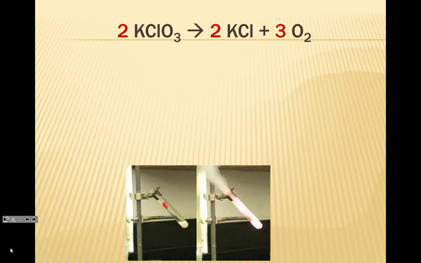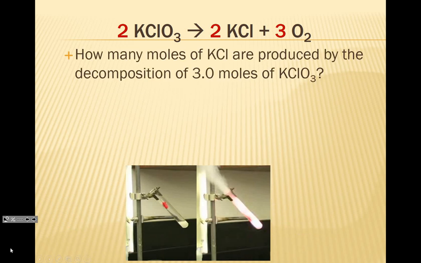Okay, so I just brought that equation we balanced from the other page up here, but you can still see yours. How many moles of KCl? So again, right underneath KCl, I'm going to go question mark moles, are produced by the decomposition of 3 moles of potassium chlorate.